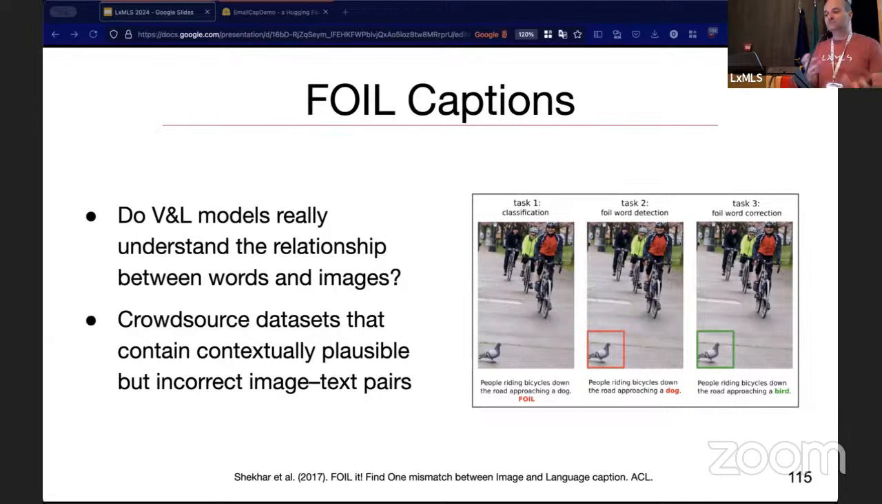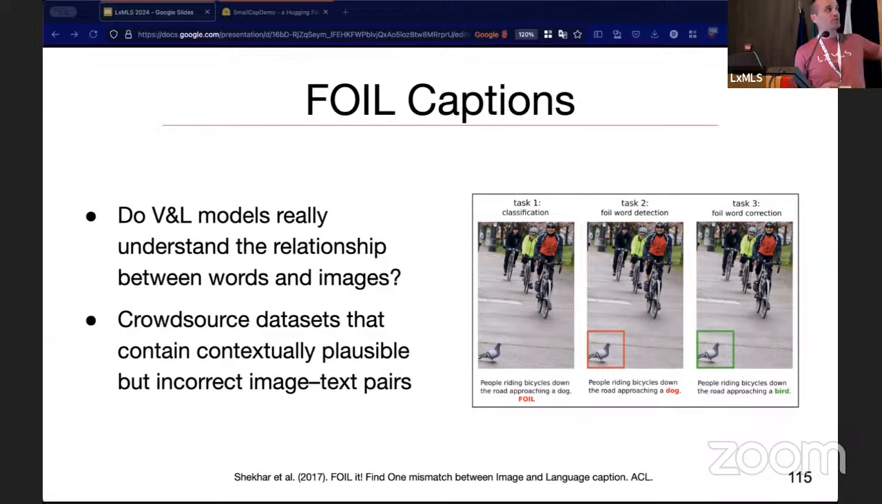Typically with a foil, you'll have an image-sentence pair in which something in this pair is just wrong. And you demonstrate model understanding by showing that it doesn't understand this. In this case on the left-hand side, the sentence reads, people riding bicycles down the road approaching a dog, and it's a bird. And so the model should recognize this and say it's not correct.